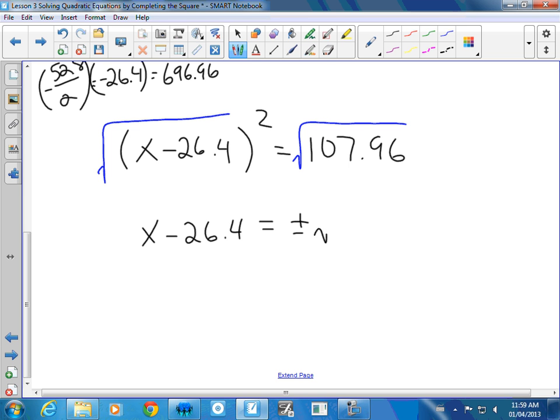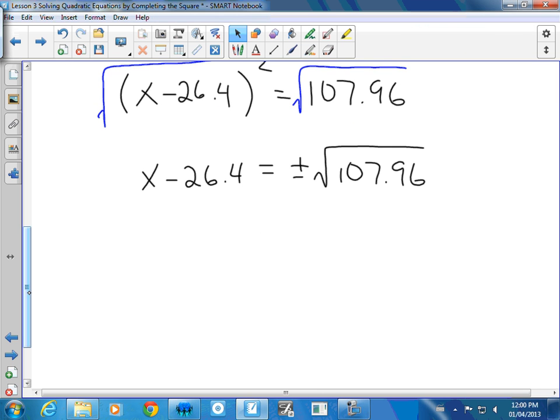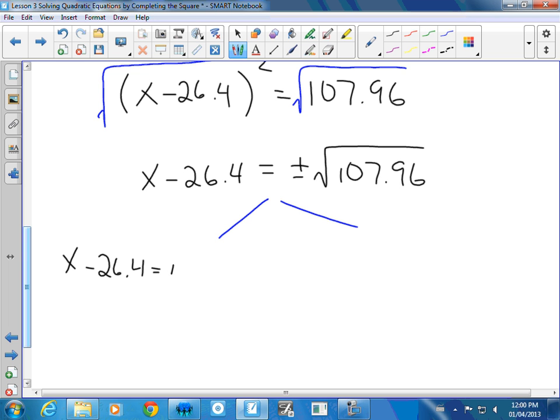Is that a common mistake to forget too? Yeah, I see that all the time. No, it's actually not that bad because, sorry, what? No, that's even easier. So what do you do here? x minus 26.4 equals the square root of 107.96, and x minus 26.4 equals negative the square root of 107.96.